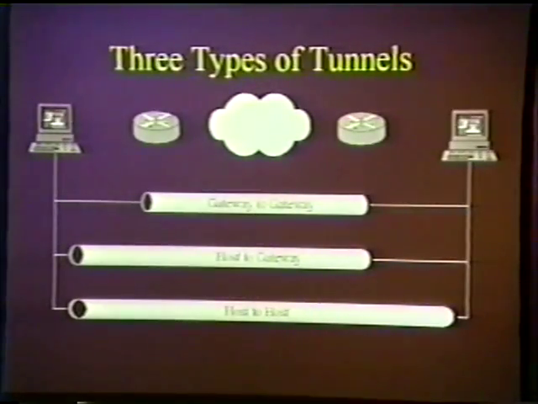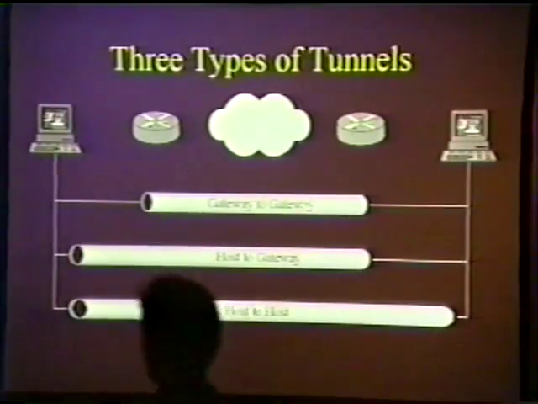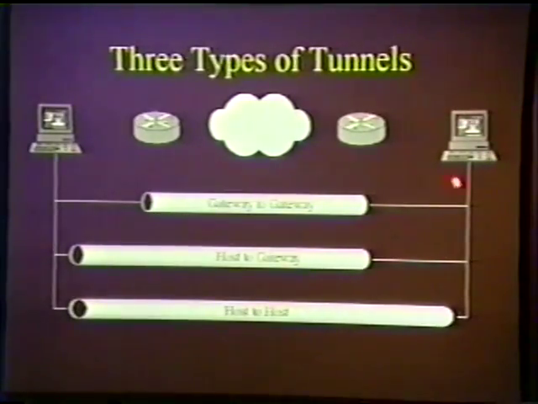All right, and here's an actual diagram of the three types of tunnels. As you can see here, we've created a gateway to gateway, and a host to gateway, and a host to host. One thing you'll find out is that you can actually run tunnels inside tunnels. So we could be running a gateway to gateway tunnel right here, and then at the same time we can have IPSec between these two hosts. And we'll talk a little bit about that as well.